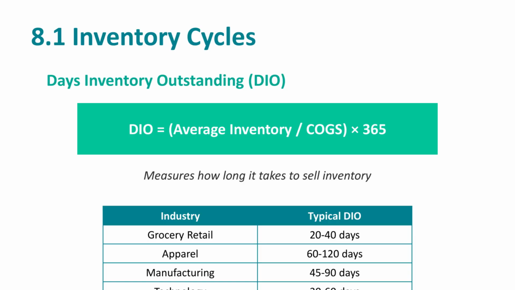Section 8.1 covers inventory cycles. Days Inventory Outstanding, or DIO, measures how long it takes to turn inventory into sales. It's calculated as average inventory divided by COGS, multiplied by 365. Note the typical ranges for different industries, which vary significantly based on the product type.